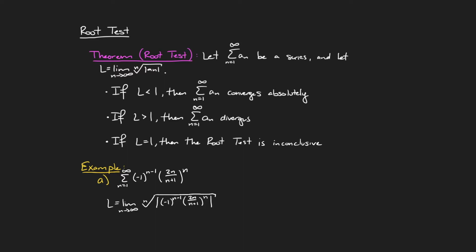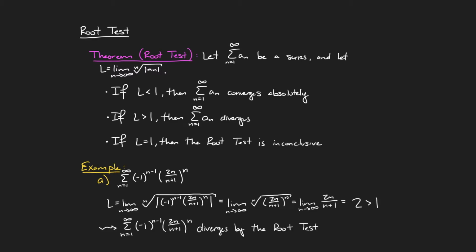Taking the limit, we find that the -1 goes away because of the absolute value, and then the nth root cancels with the nth power. And we're left with the limit of 2n over n plus 1, which goes to 2. And since this is bigger than 1, we find that the series diverges by the root test.